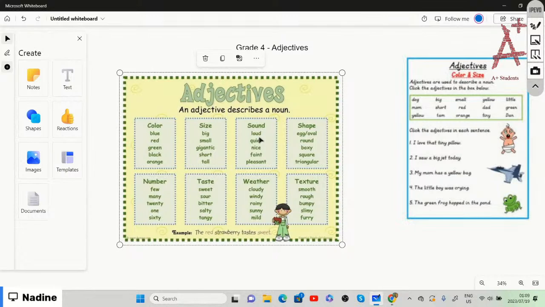We can also describe nouns based on color: the blue bag, the red ball, the orange pencil bag, the green grass. That is also a way in which we can describe with adjectives based on color. Then we have number, and number tells us how many. So it's an adjective that tells us how many.